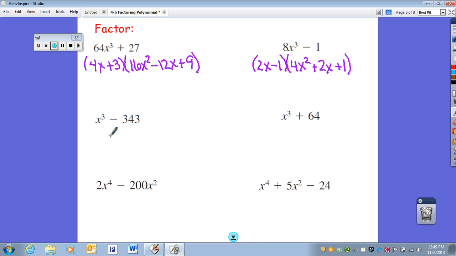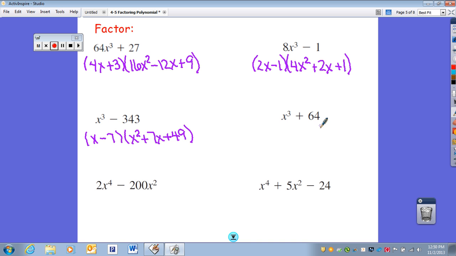In our next example, I need you to recognize that these are both perfect cubes, so we're going to take the cube root of each for our first binomial. So we'll have x minus 7. And then to finish factoring, we square the first term, which is x squared, plus the product of the a and the b, which would be 7x, plus the square of the last term, which is 49.